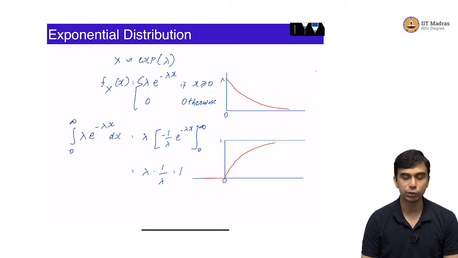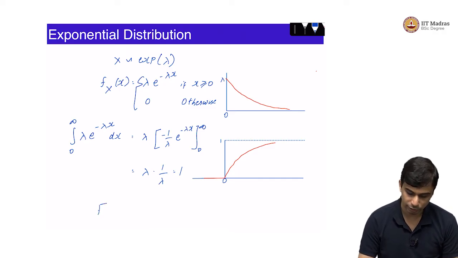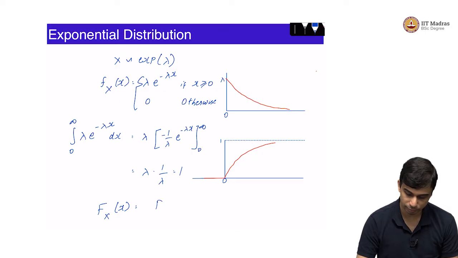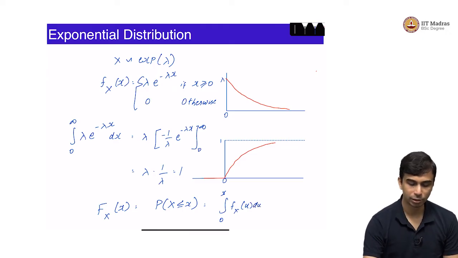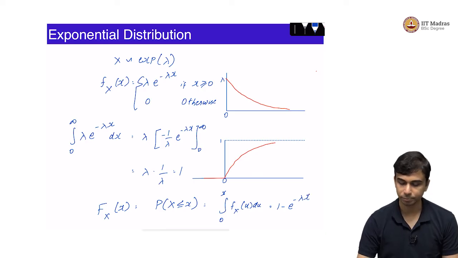But can you get the cumulative distribution function of this random variable as well? You can, and it is a pretty nice function. The CDF F_X of x is simply the probability of X less than or equal to x, which is exactly equal to the integral from 0 to x of f_X of u du. This u is a dummy variable, so it does not matter much, and it is straightforward to show that this is equal to 1 minus e power minus lambda x.